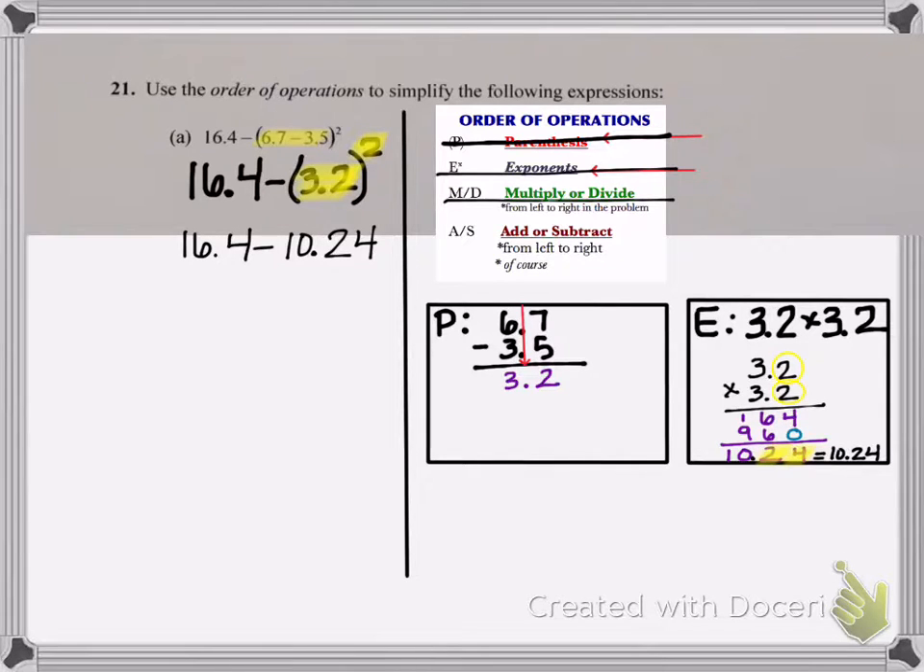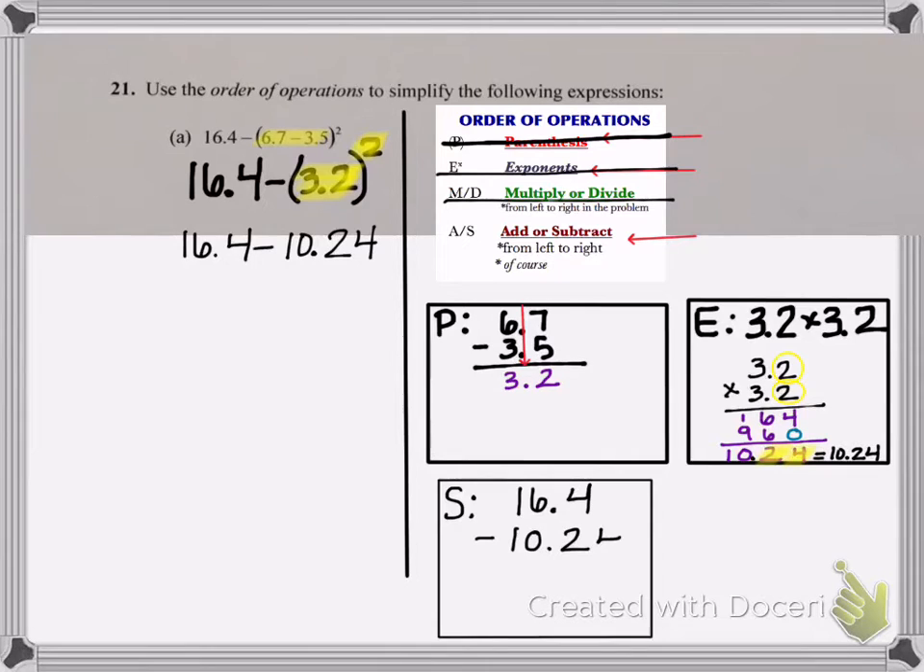There's no multiplication or division. So now we are at add or subtract. And it's a minus, so all I'm doing is subtracting. So let's set up a box for subtracting. So 16.4 minus 10.24. Notice how I line up the decimal points, and notice how I have that space. The first number, the 16.4, doesn't have a digit in the hundredths place, so I have to insert a 0 so I can subtract. Watch the subtraction.